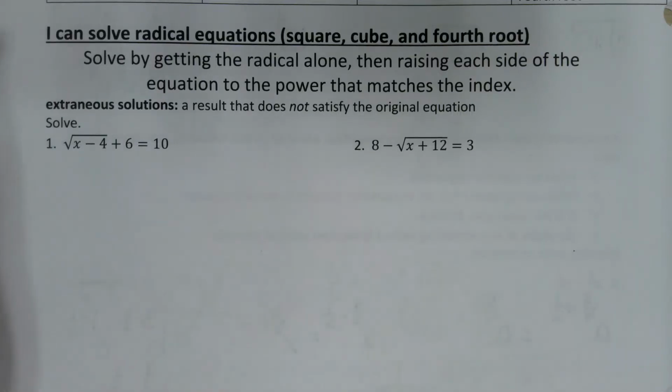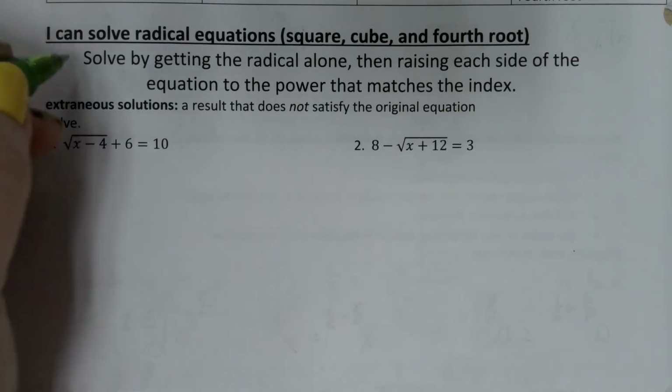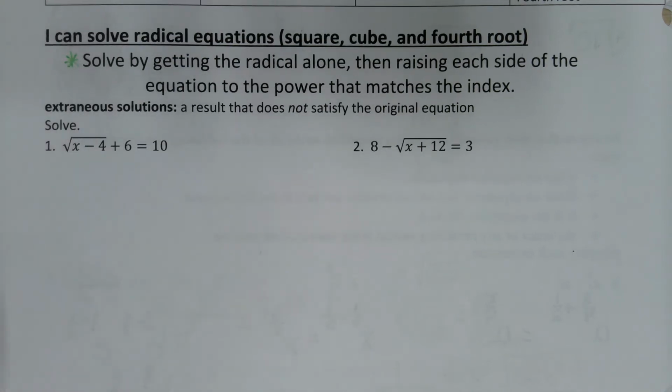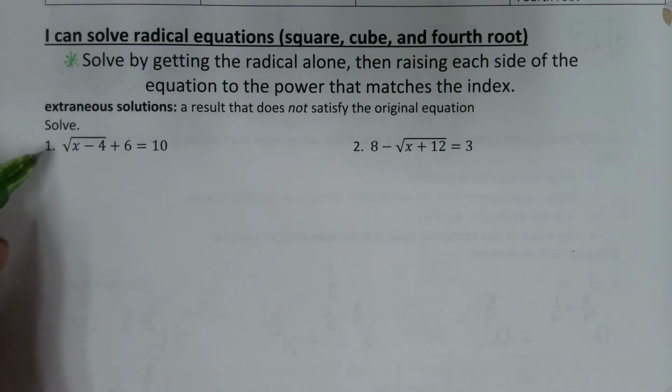So to solve radical equations of square root, cube root, fourth root, and so on, our first step should always be to get the radical all by itself. And then we will raise each side of the equation to a power that matches the index. So in looking at number 1, we have to get this radical by itself.